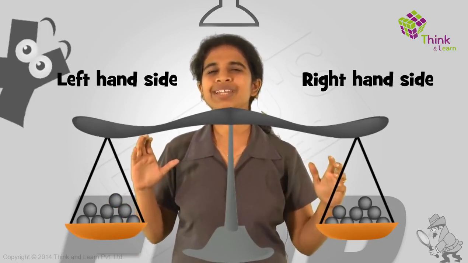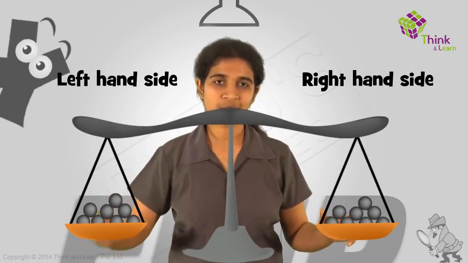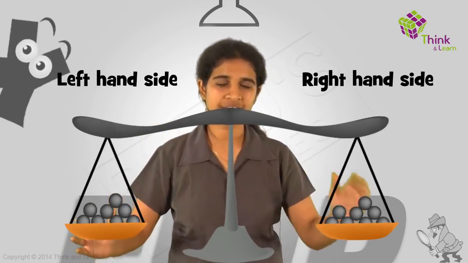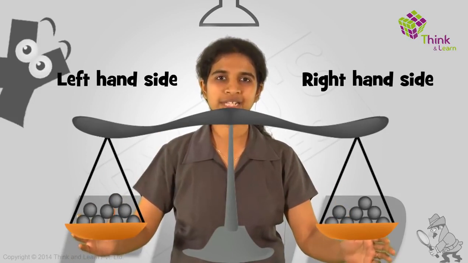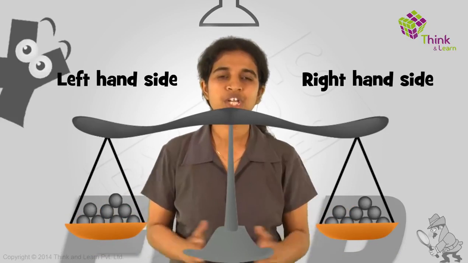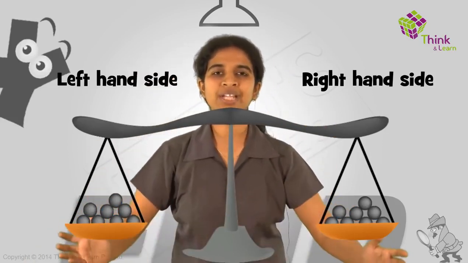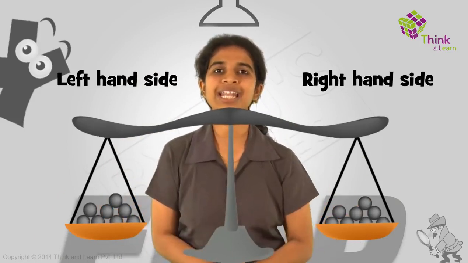What was I doing in very simple words? Whatever I do to this pan, I need to do to this pan as well. Correct? That is what I was doing. If I remove 2, I remove 2. If I put 1, I put 1. So whatever you do to one pan, do it to the other pan as well. If you do that, it will remain perfectly balanced.